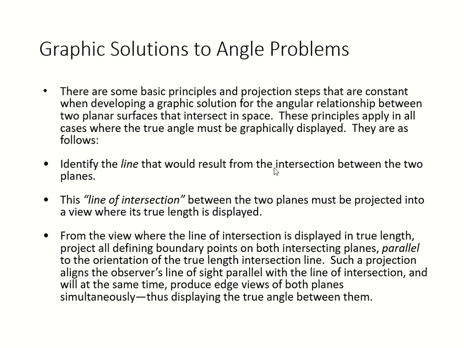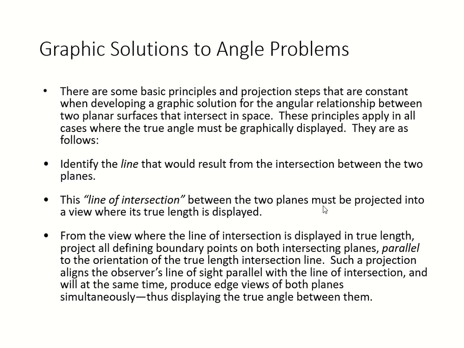All right, we're going to solve the angle problem. So the angles again are between the two intersecting planes. So we're dealing with the principle in our projection steps, and all these basic principles and projection steps are constant, right? Always constant when you deal with solving the angle problems between two intersecting planes or surfaces. And we call them the true angle.